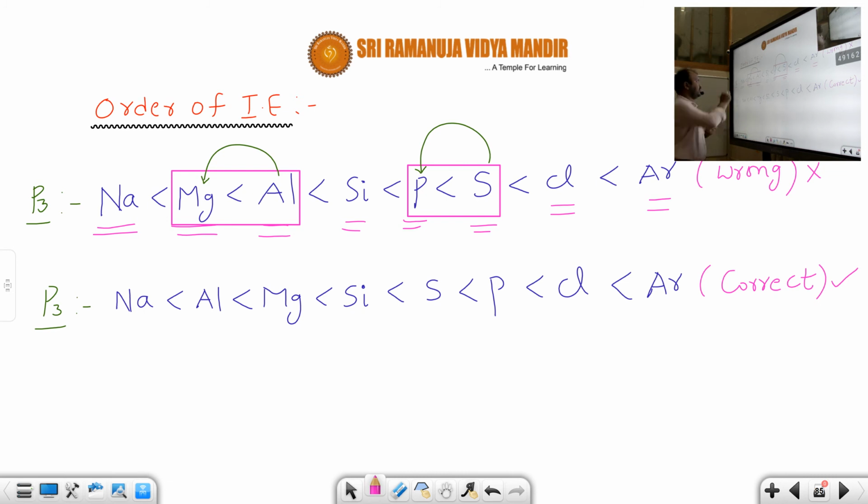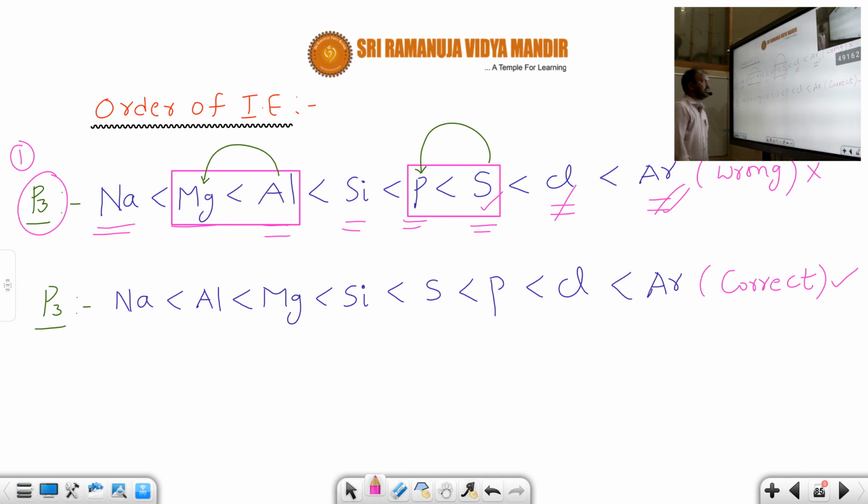So this is the general trend. The first one is the general trend. What is the general trend? In the periods, from left to right, the radius decreases, so ionization potential values increase. Compared with sodium, magnesium has more IP. Compared with magnesium, aluminum has more IP. Compared with aluminum, silicon has more IP, like that. Compared with phosphorus, sulfur has more IP. Compared with sulfur, chlorine has more IP. Compared with chlorine, argon has more IP.